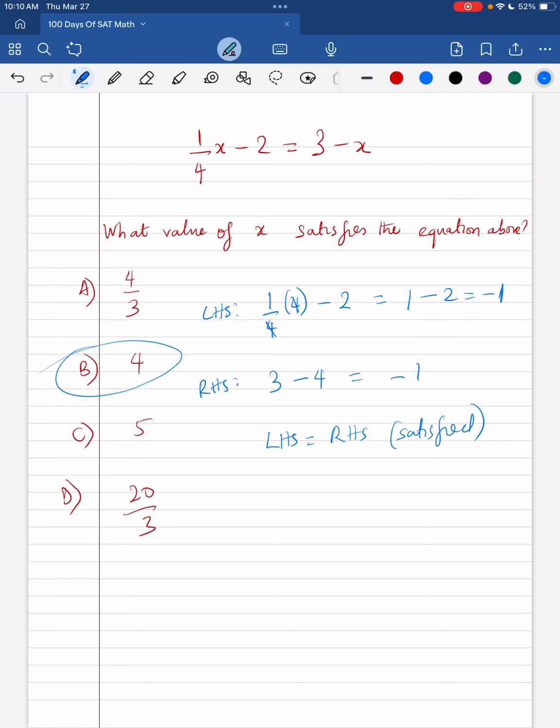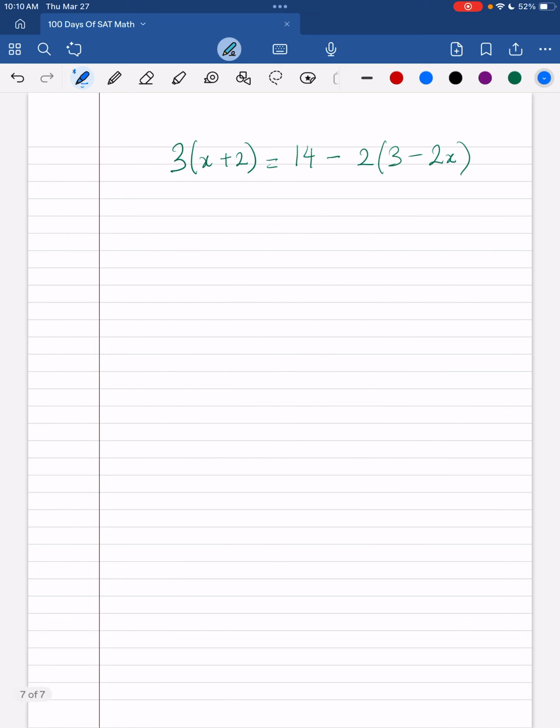All right. This technique is called back solving. Okay. All right. Now, let's solve this question together. Based on the strategies we've learned, let's apply every one of them to see how we can get the value of x for this equation. So we have 3x plus 2 in parentheses equals 14 minus 2, 3 minus 2x in parentheses.